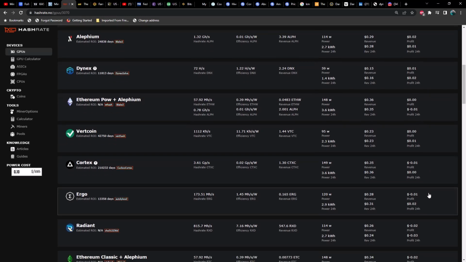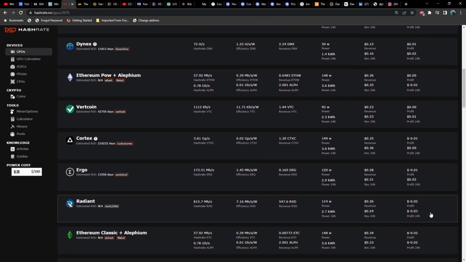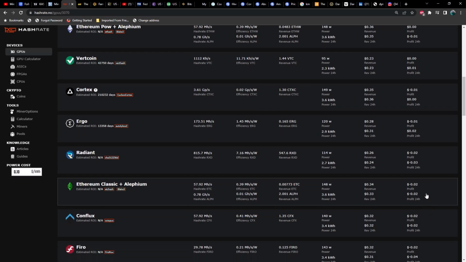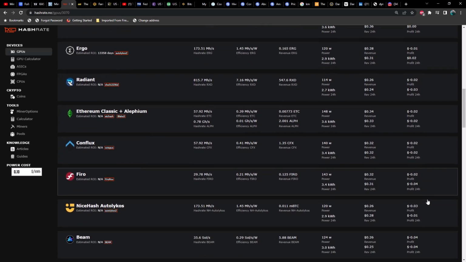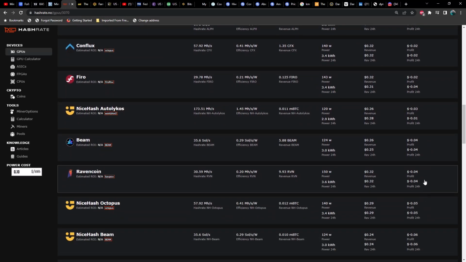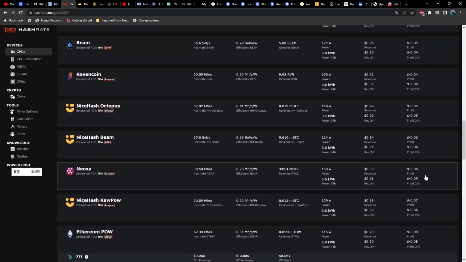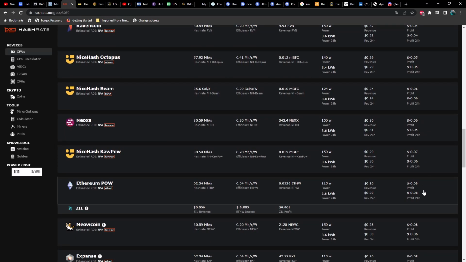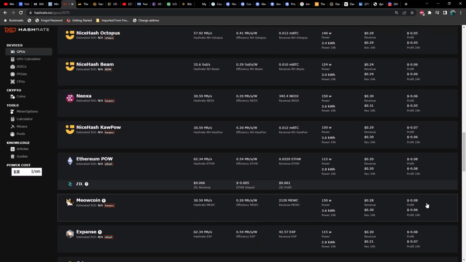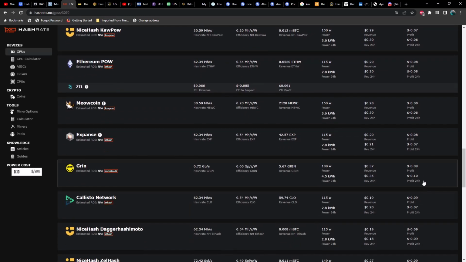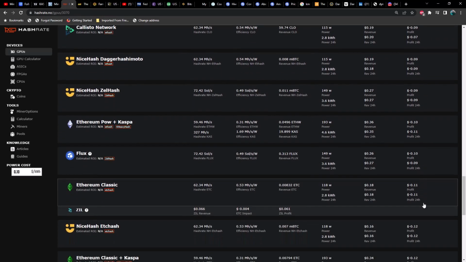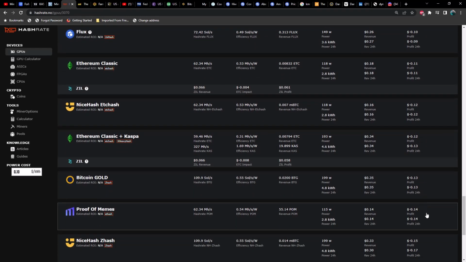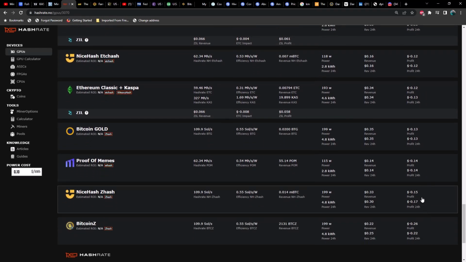Cortex negative 1 cent, Ergo negative 1 cent, Radiant negative 2 cents, ETH Classic and Alephium negative 2 cents, Conflux negative 2 cents, Firo negative 2 cents, Ravencoin negative 4 cents, Neoxa negative 6 cents, ETH POW negative 8 cents, Meowcoin negative 8 cents, we've got Grin at negative 9 cents, Flux at negative 10 cents, and Proof of Memes pretty much sitting at the bottom here at negative 14 cents.